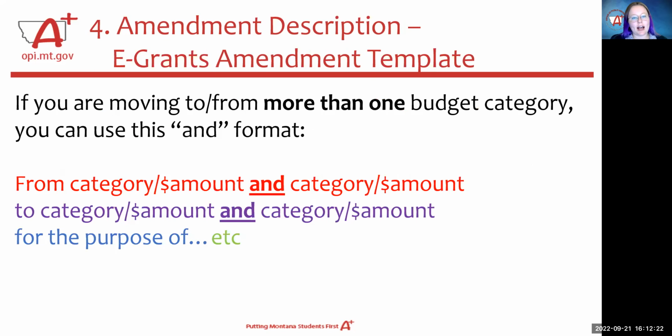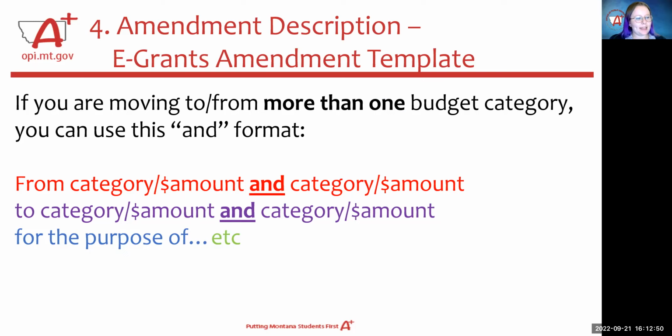And then here, I've had lots of questions working over the last few months. I'm not moving money out of just one category. I'm moving money out of several categories. Well, if that's true, just use the word and. I've got it bold and underlined here. You can say I'm moving this much out of this category and this much out of this category. So you can just essentially use the same pieces, but duplicate them there.